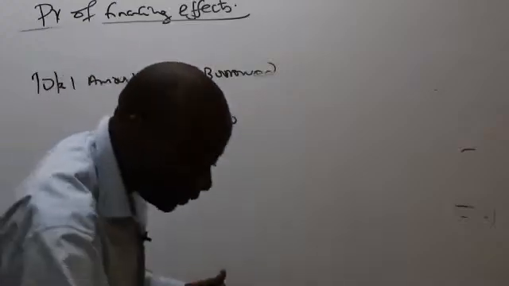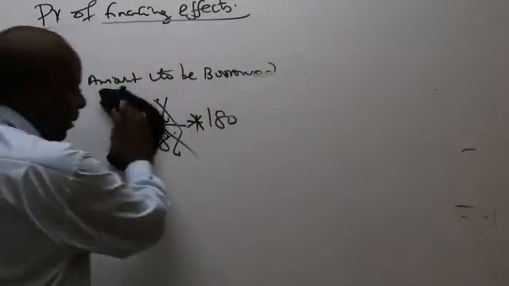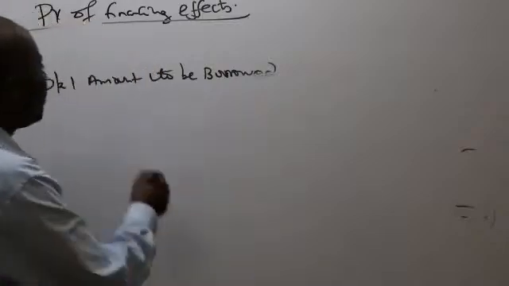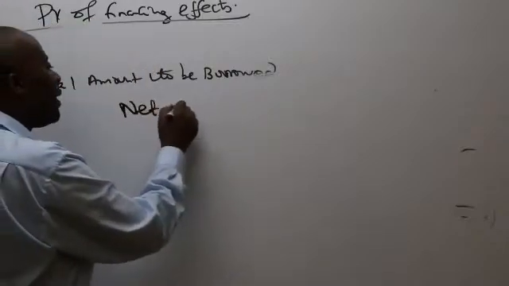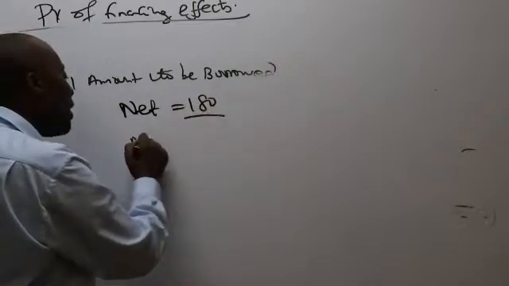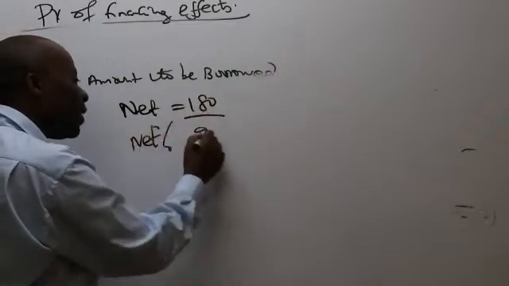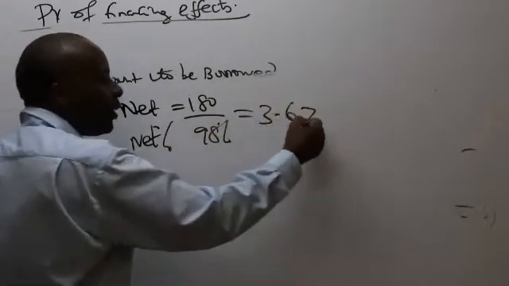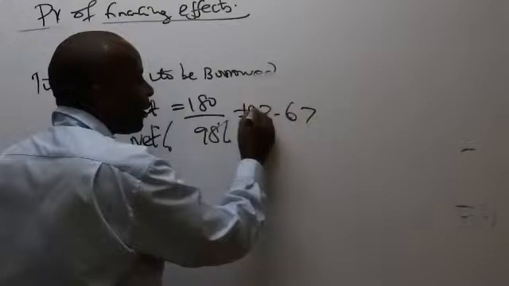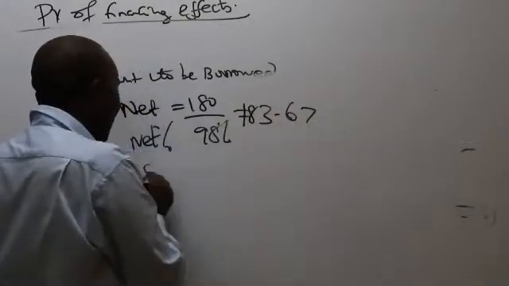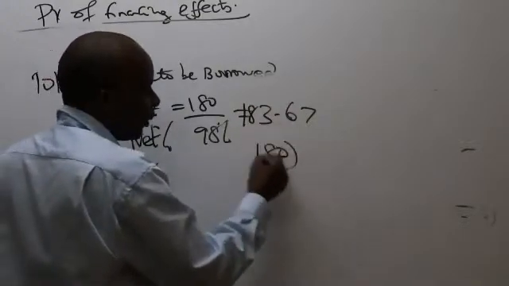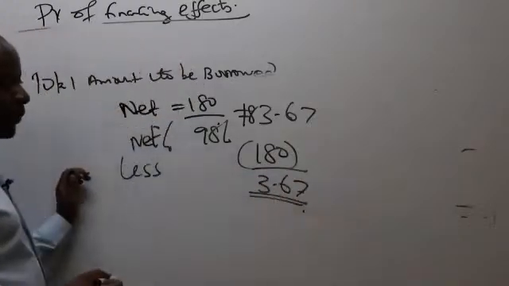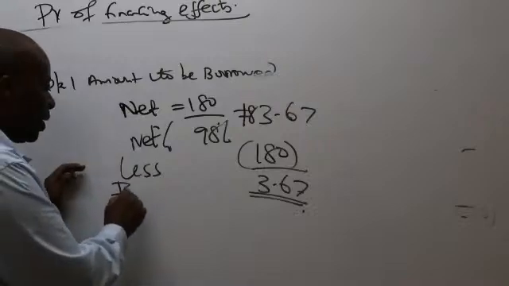What I know many students of mine are able to remember is this: when you're told that 180 is net, the net amount needed is 180, then down here we divide with the net percentage, which is 98%, which will end up giving us 183.67. Then we come under less, the amount that we need for the project, giving us 3.67. So this is the issue costs.